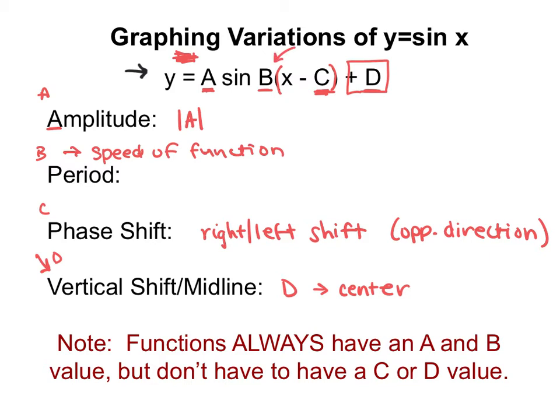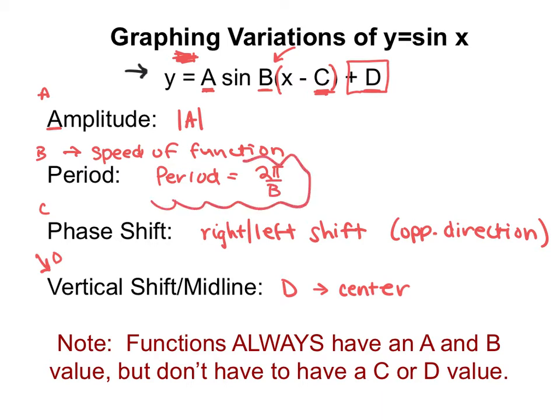If you look at that B value, if that B value would be a 2, it means it's going to go twice as fast. You will complete 2 cycles on the interval of 2 pi, because it's going twice as fast. If it would be 1/4, it would be going 1/4 the speed, so you would only finish 1/4 of the cycle on the interval of 2 pi. So notice I kept saying 2 pi. Well, here our period is going to be found by taking 2 pi and dividing it by B.